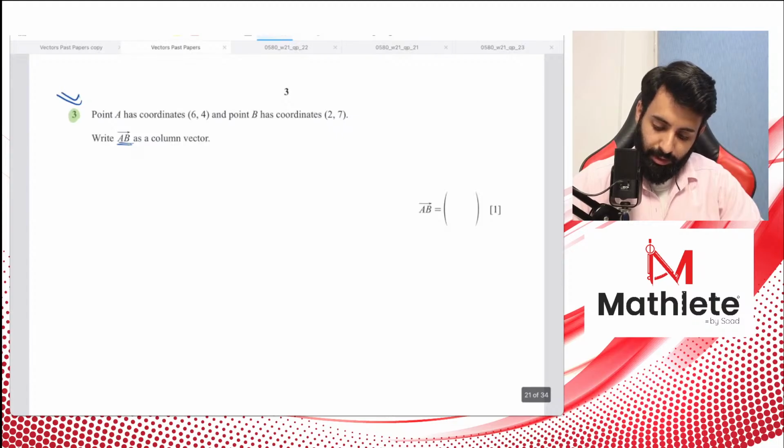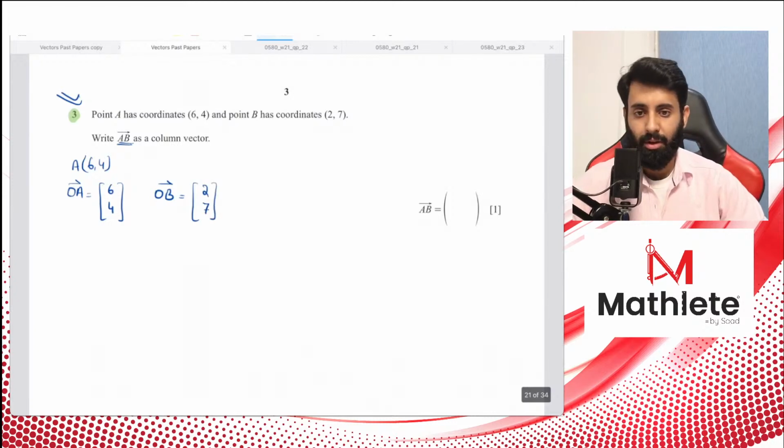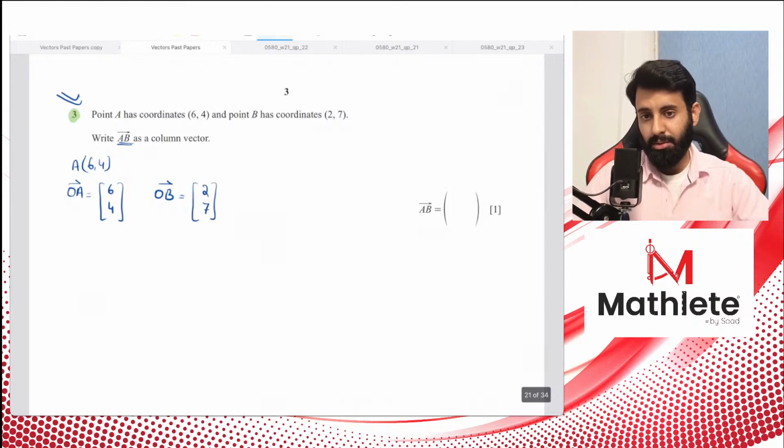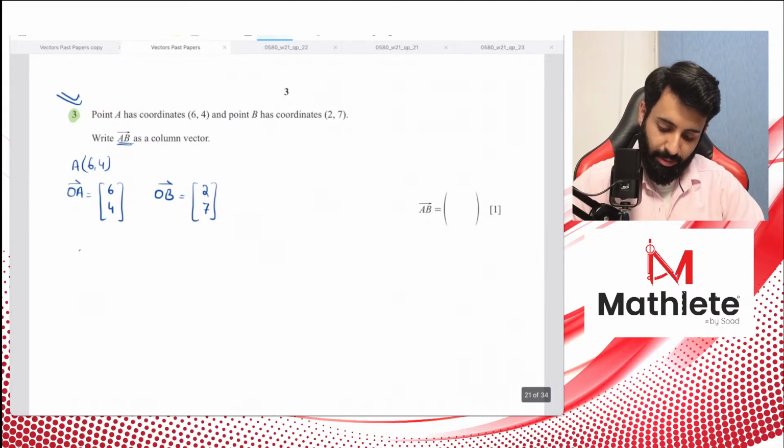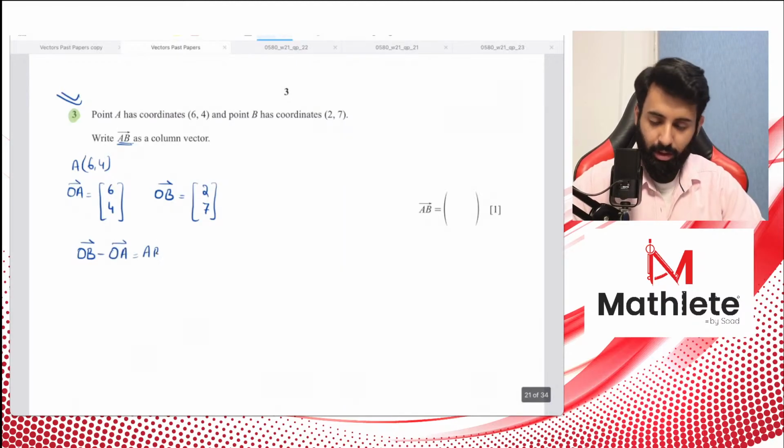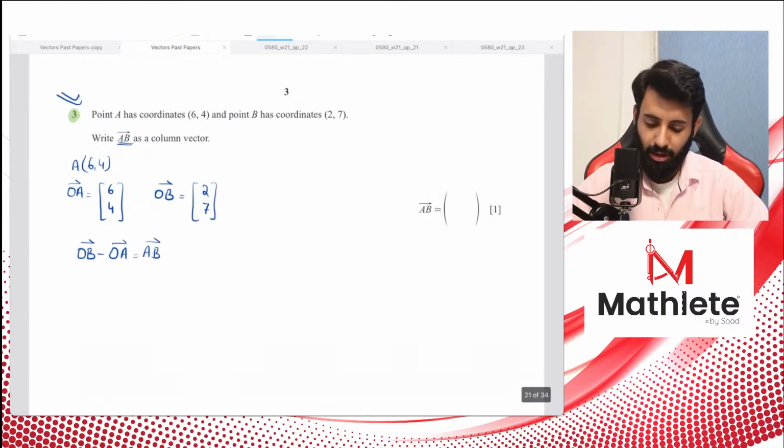So if you know the coordinates of A and they happen to be 6, 4, you can write this in vector form, and that's going to be (6, 4). Okay, and then just like that, if you know the coordinates of B, 2, 7, you can write these in vector form also. They're going to be (2, 7). Okay, now how do I use OB and OA and turn them into AB? Okay, now remember subtraction of vectors. So if you do OB minus OA, that will result in AB. Okay, OB minus OA will result in AB.